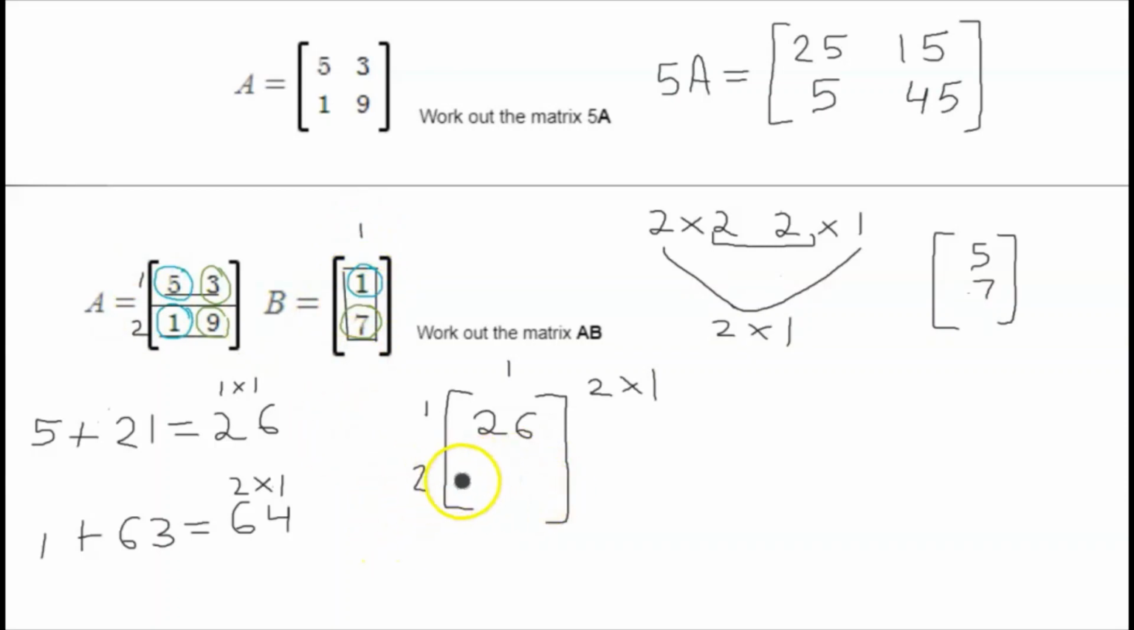And so we can just slot that in right here. And that's our final answer. So AB would equal 26 and 64. So if I write this here.